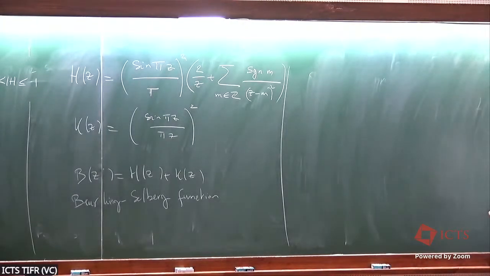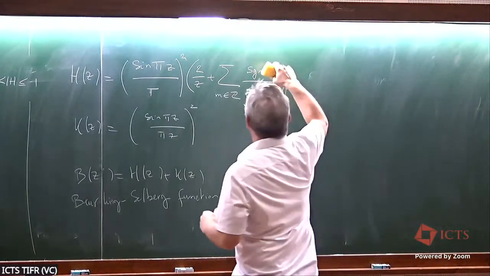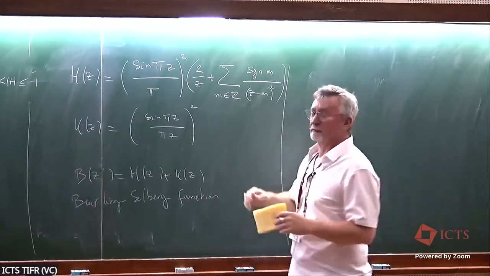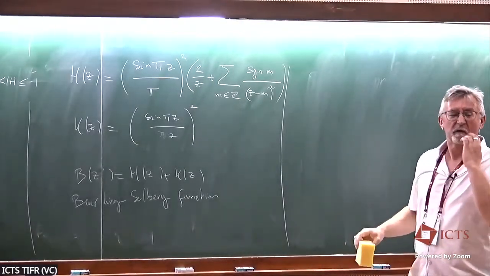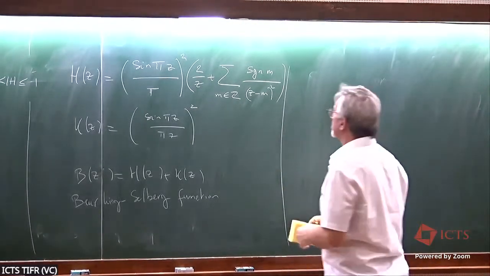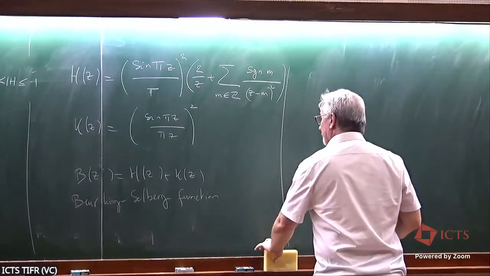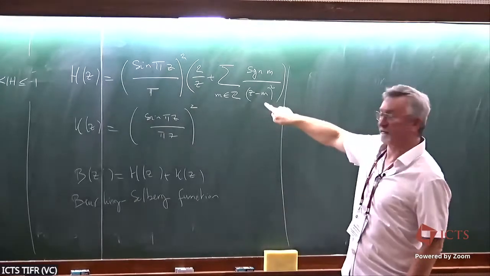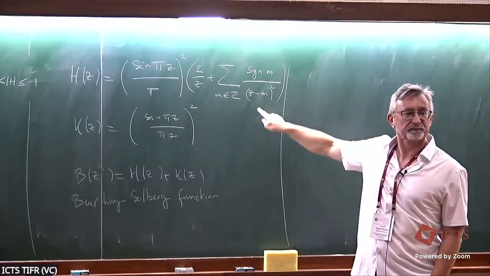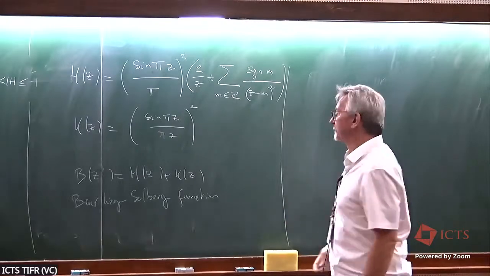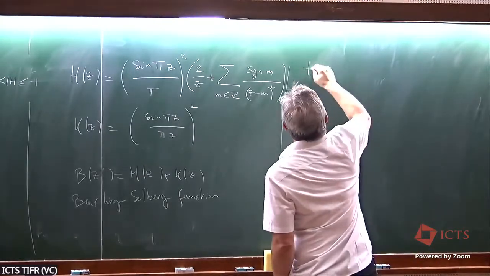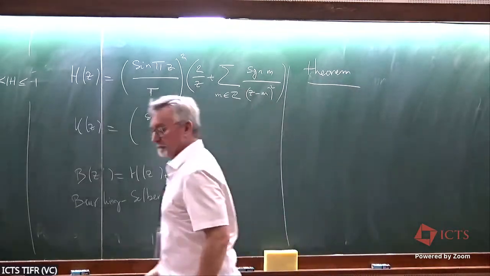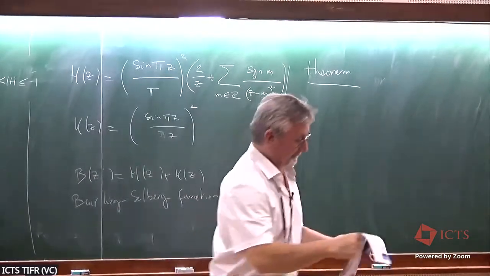Yes. How do you want me to write it? You see, it is made so that this one has a zero when this one has a pole. Yeah, so the theorem. I need my sheet of paper.